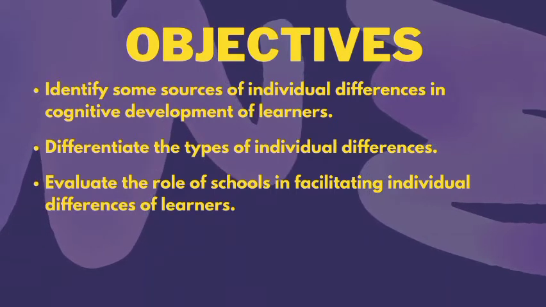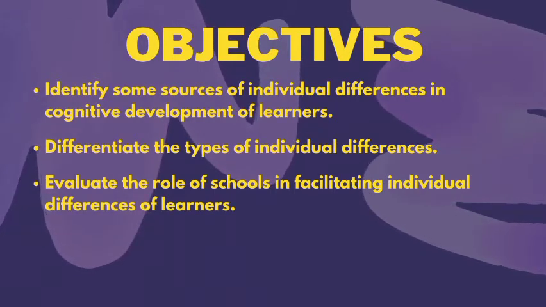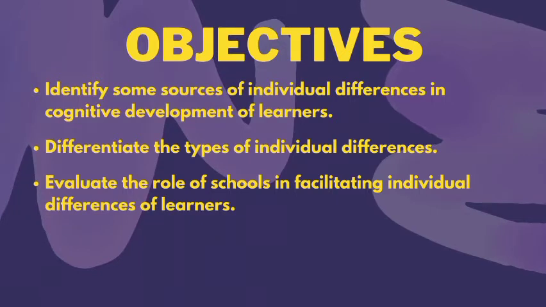But first, here are the objectives as we move forward with our discussion. First, identify some sources of individual differences in cognitive development of learners. Second, differentiate the types of individual differences. And lastly, evaluate the role of schools in facilitating individual differences of learners. Without further ado, let's start the discussion.